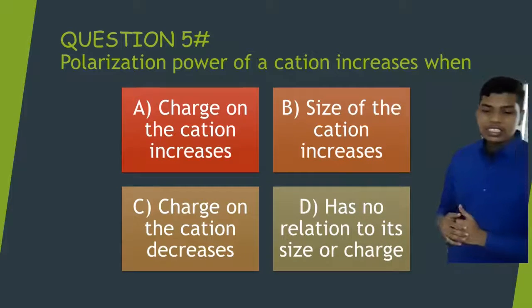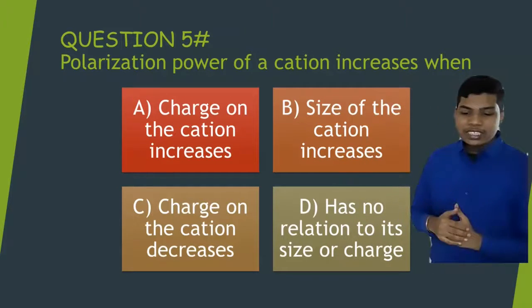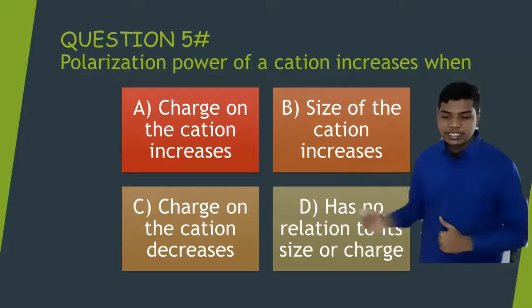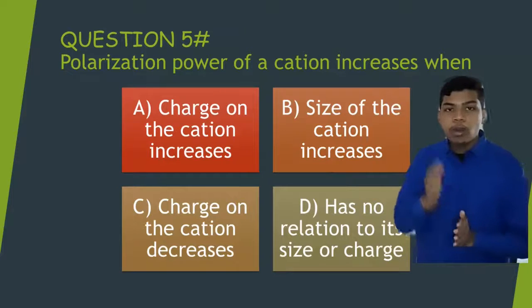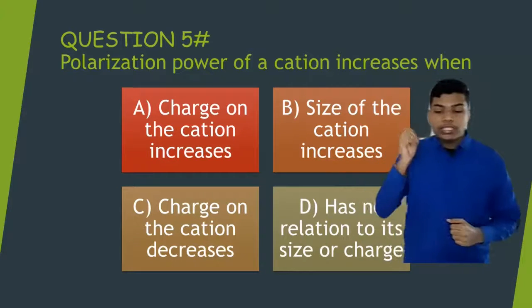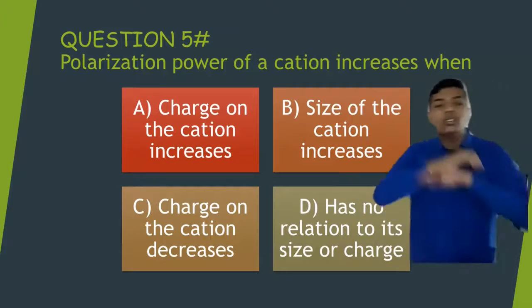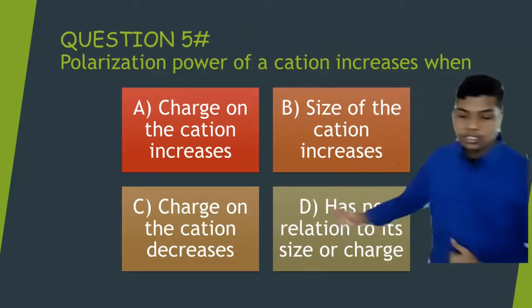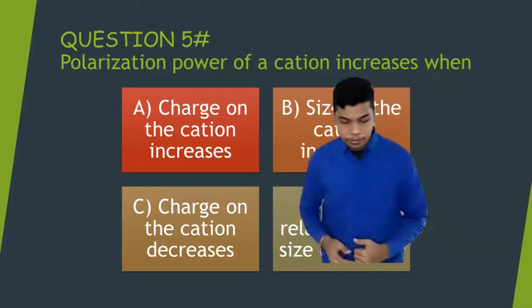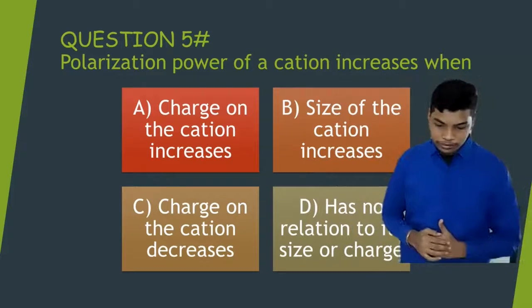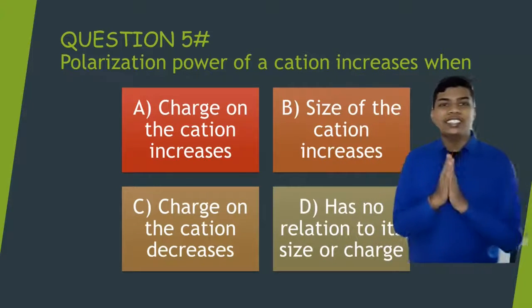Question number 5 is on your screen about polarization powers. Polarization power of a cation increases when A, charge on the cation increases, or B, the size of the cation increases, or C, charge on the cation decreases, or it has no relation to the size or charge. What is the right answer?